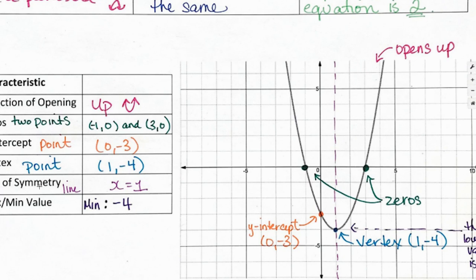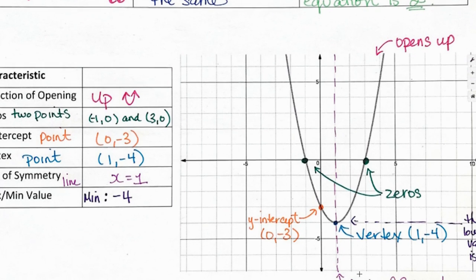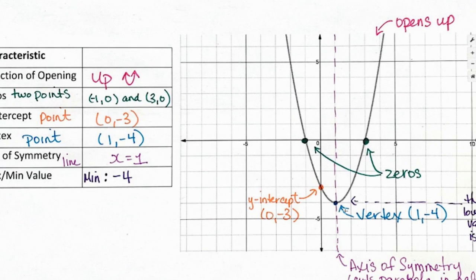Now the axis of symmetry is almost like a fold line. So if I was to take this parabola, which is perfectly symmetrical, and fold it in half, the fold line would be along the line x equals 1. So I draw a dotted line down here. It's a vertical line, so it's in the form x equals, and it's x equals 1. So I'm going to write that x equals 1 as my line of symmetry.